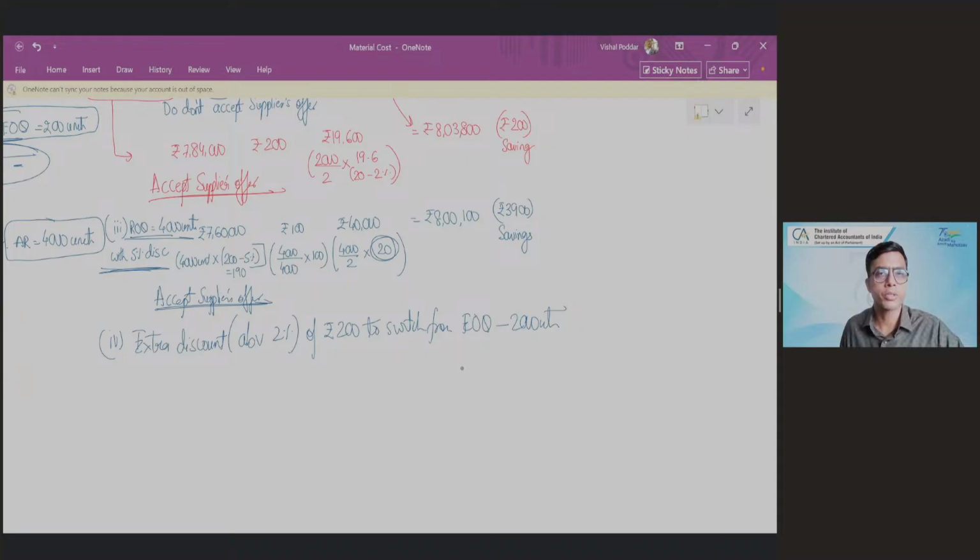I hope you all understood this. The extra, I'll add the word minimum, means I'm happy if you give more, but at least give me the discount of this 200 because that is my extra cost in your present option.